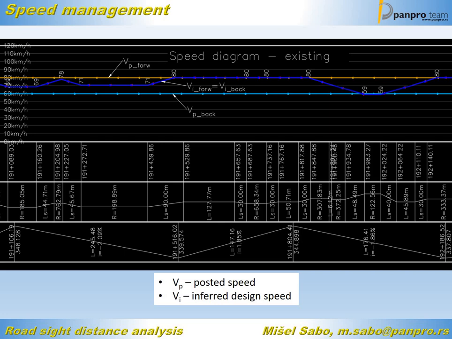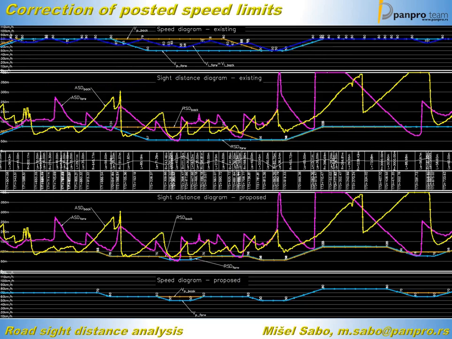We shall explain this process on the next slide. Let's focus on the speed diagrams of the existing state at the top of this figure. Now take a closer look at the relationship between the inferred design and posted speeds by directions. First of all, you can see that the speed in the forward direction is limited to 50 and in the opposite direction to 80 km per hour.